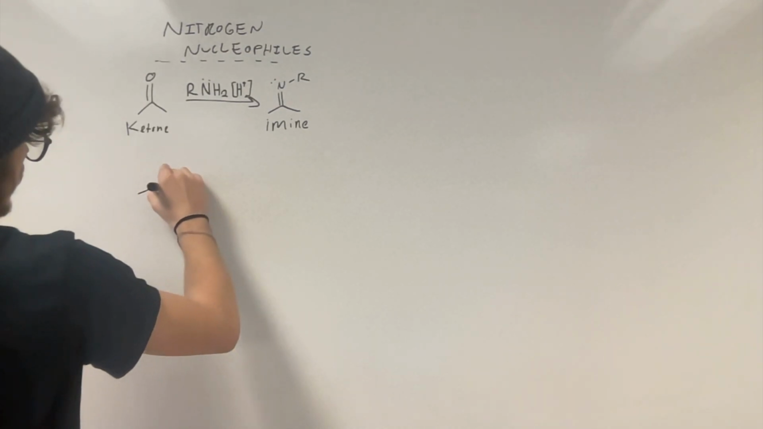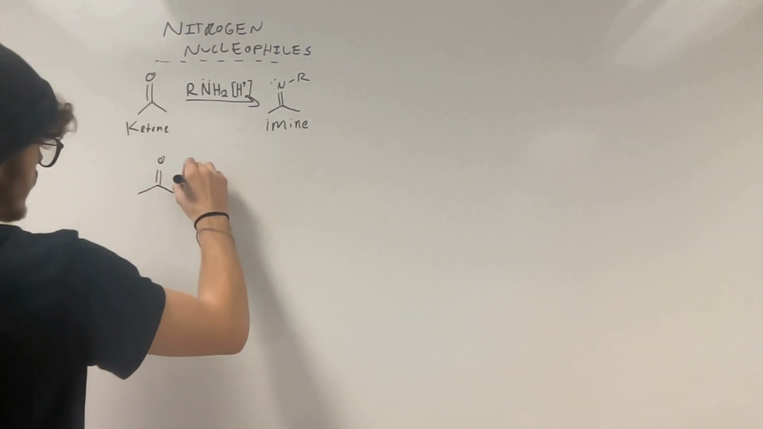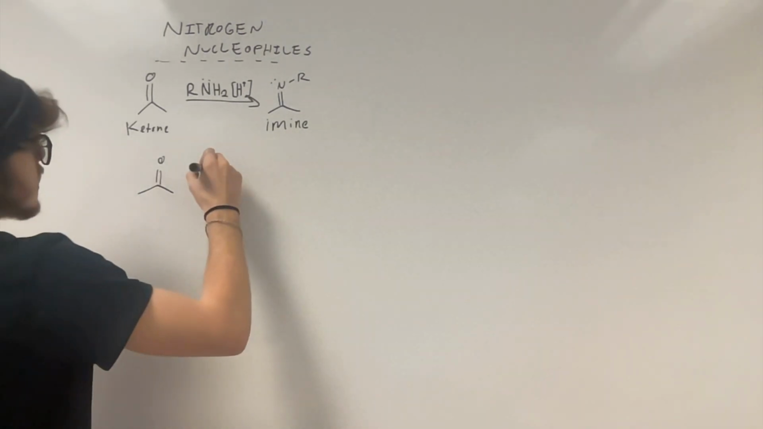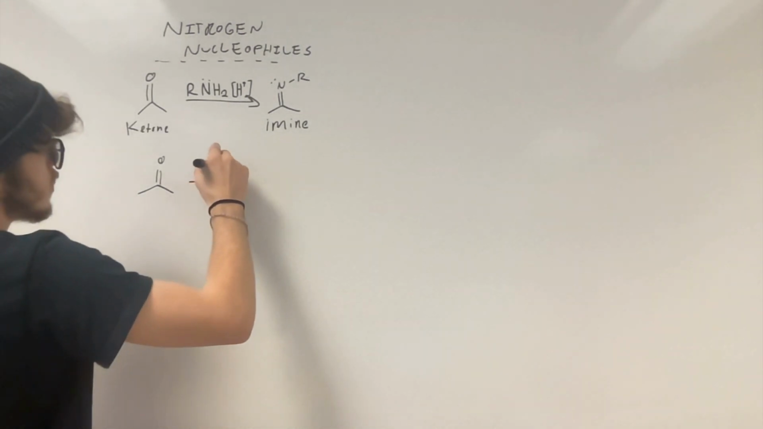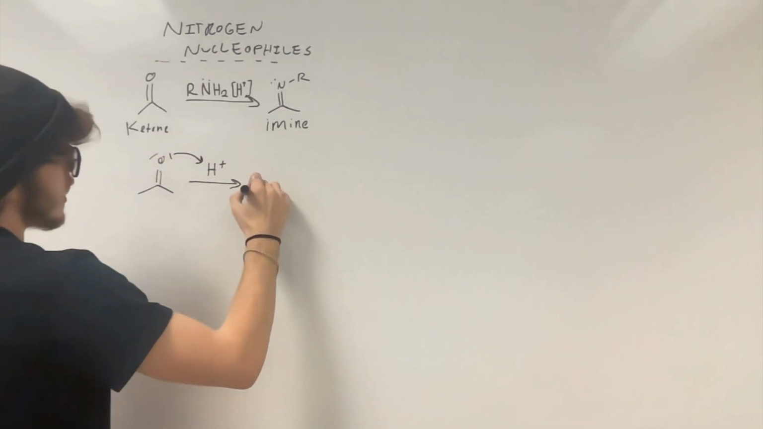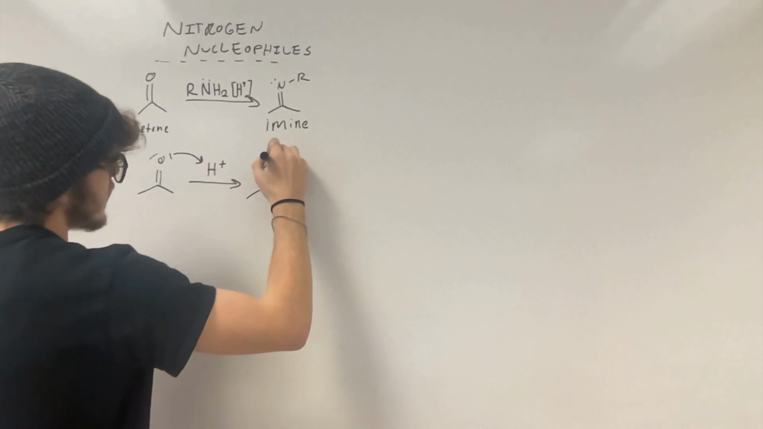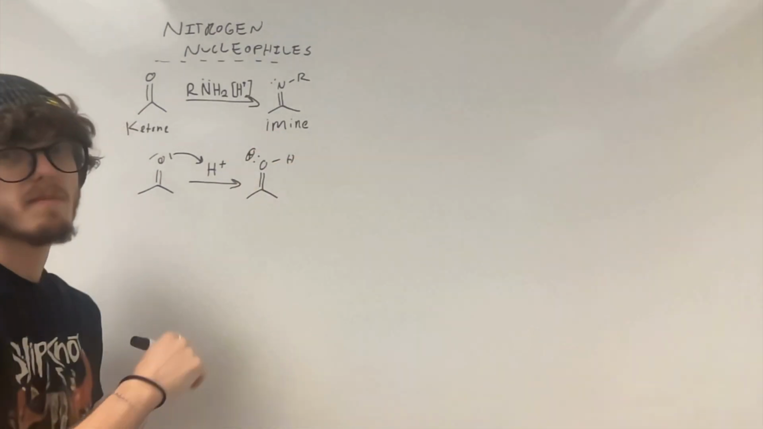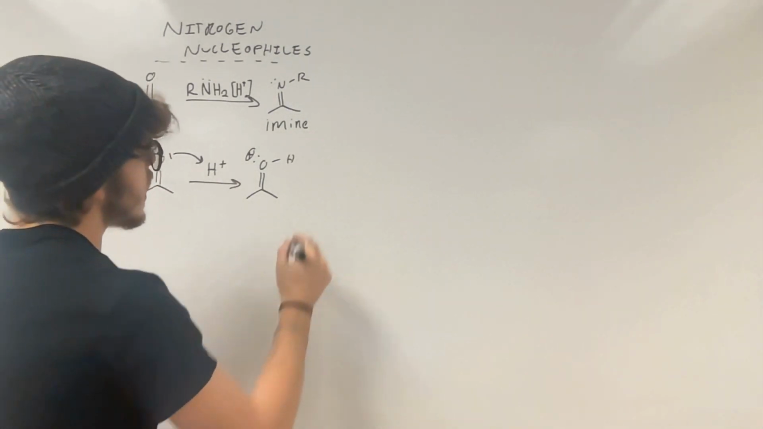So we're going to start with our nice little ketone here. And like we saw with oxygen nucleophiles, it's going to pick up a hydrogen ion from solution, so we'll just draw that H+. It's going to pick up that hydrogen and become positively charged. This activates this carbon here to be more positive. It's ready for a nucleophile to attack.